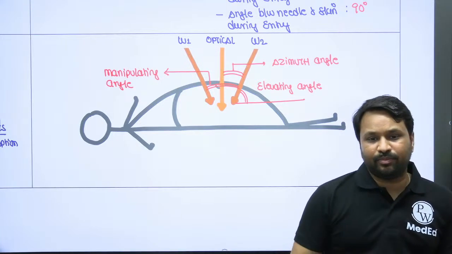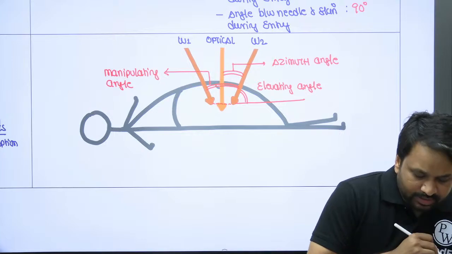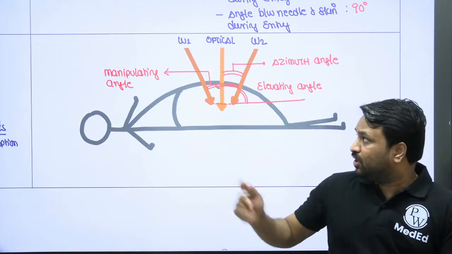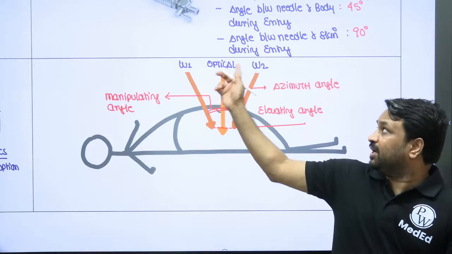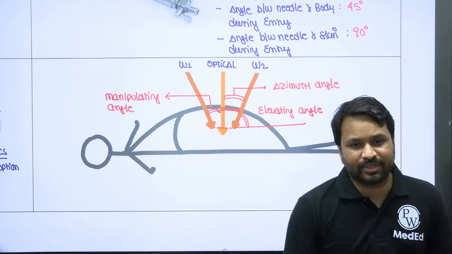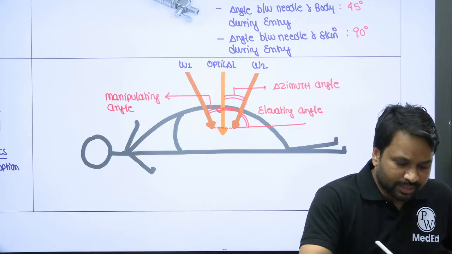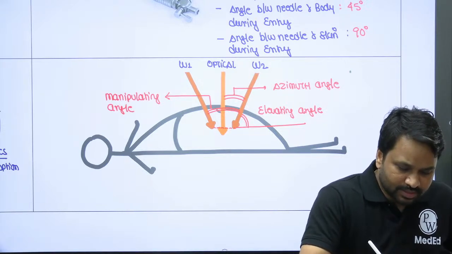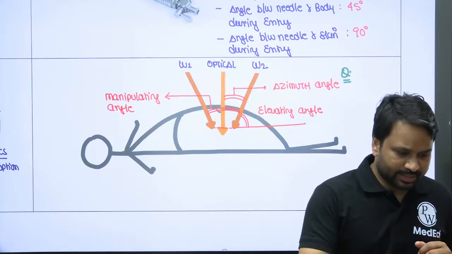The angle between body and any of the instrument, so we can say this extends to all of them, is what we call the elevating angle. The angle between the optical and the working port is the azimuth angle. The angle between the two working ports is the manipulating angle. And remember, this was our exam question. They have asked you what the azimuth angle basically is.